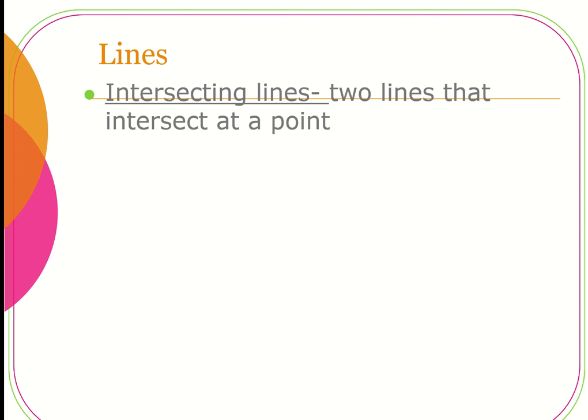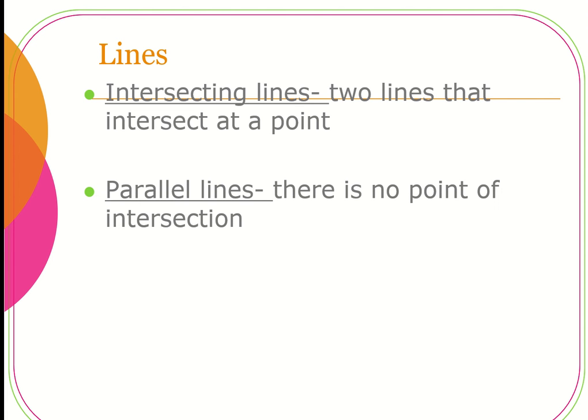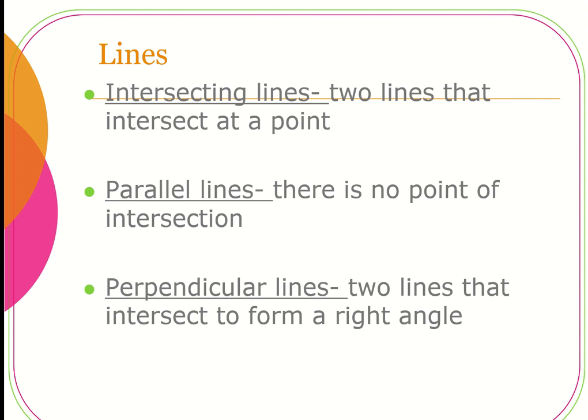Intersecting lines: 2 lines that intersect at a point. We already talked about intersecting lines earlier today. Parallel lines, there is no point of intersection. So we talked about parallel lines earlier as well. Perpendicular lines are 2 lines that intersect to form a right angle.